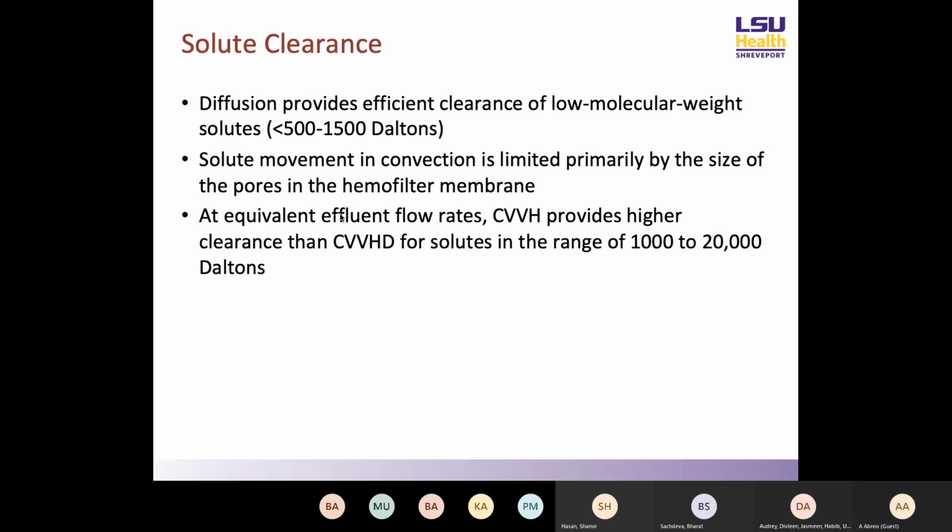So diffusion provides efficient clearance of low molecular weight solutes, but if you want to clear higher molecular weight solutes, then you want to think about using something like CVVH for those in the higher range of molecular weight.